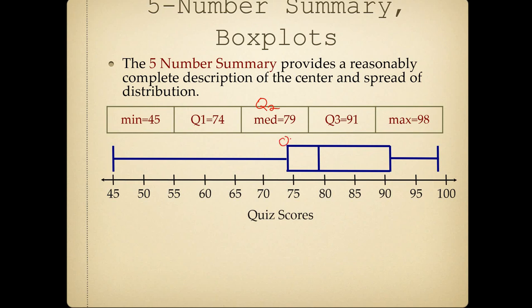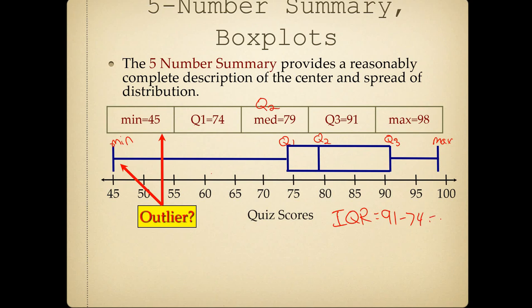So we have our Q1, Q2, Q3, max, min. So if I wanted the IQR, I would just do 91 minus 74, and I would get 17. Right. So that's easy, not nearly as involved as the standard deviation. But what we can use this for now is to say, do we have an outlier? So is this 45 an outlier? Because looking at the box and whisker, that first whisker is kind of long.